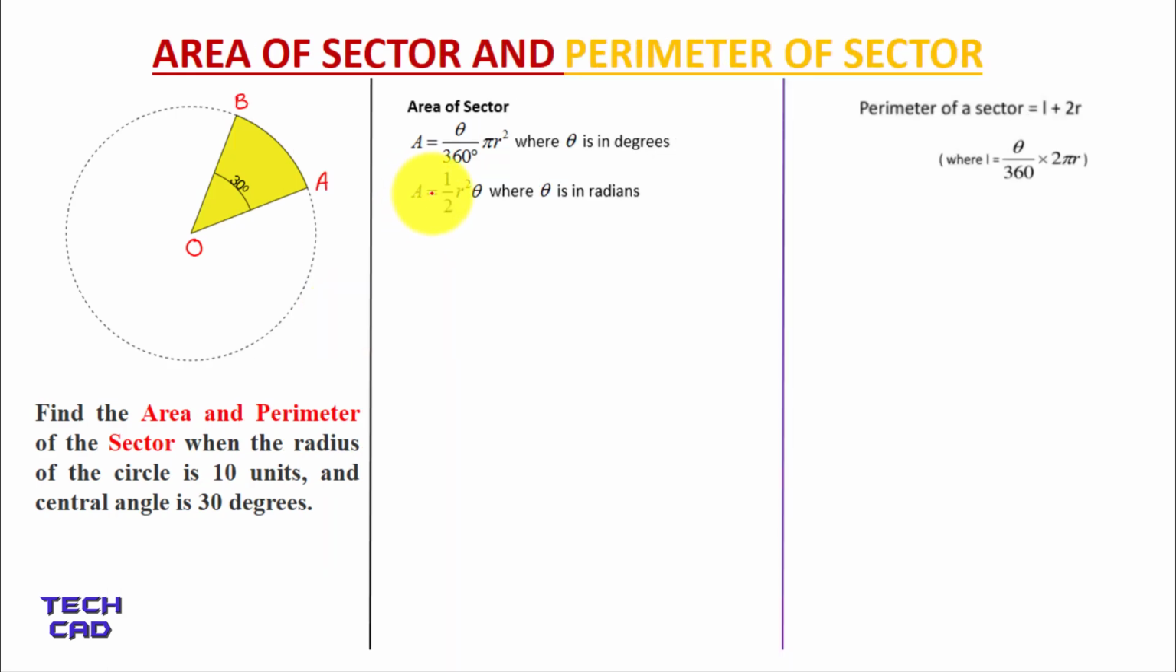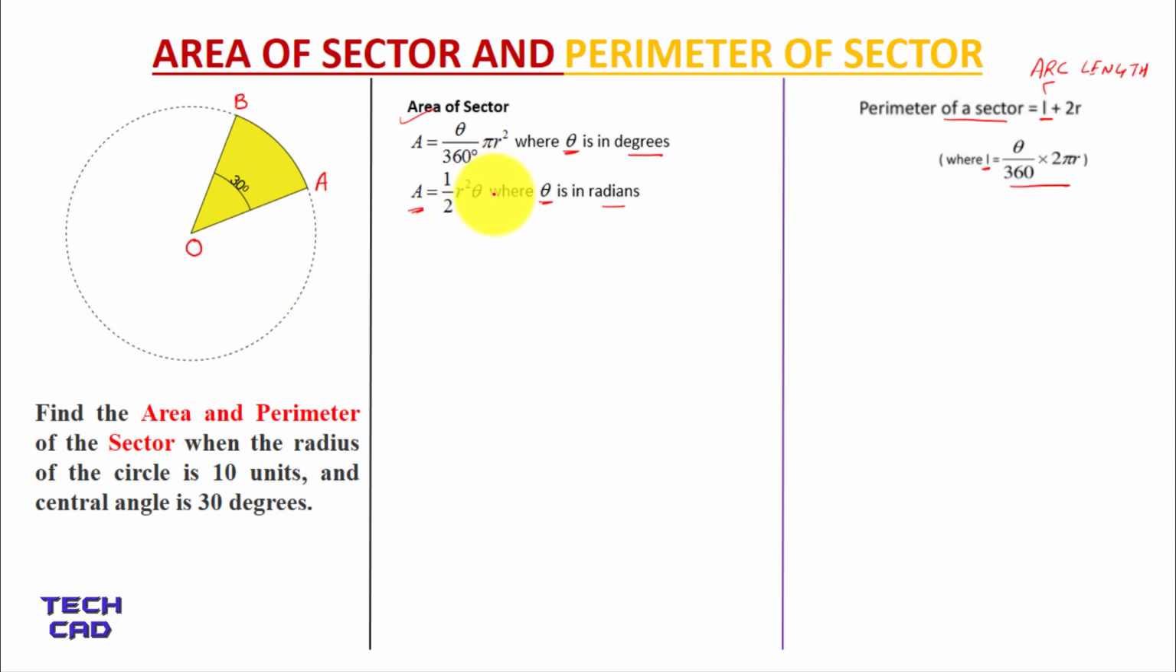Hello students, in this video we are going to understand what is the area of a sector and what is the perimeter of a sector. You have formulas for that. The area of a sector is this one when your theta is in degrees, and when your theta is in radians, this is the formula for the area of the sector. In the same way, this is the perimeter of the sector, where L is the arc length.